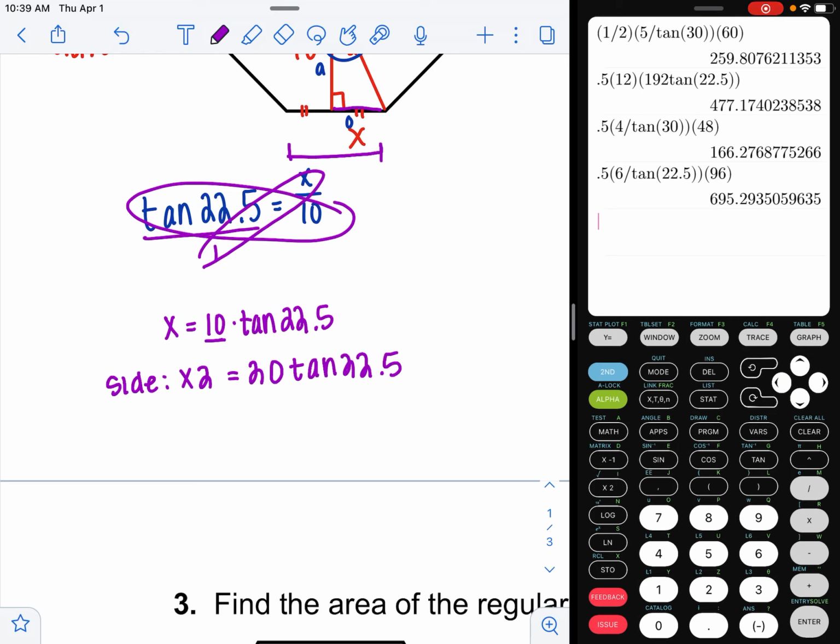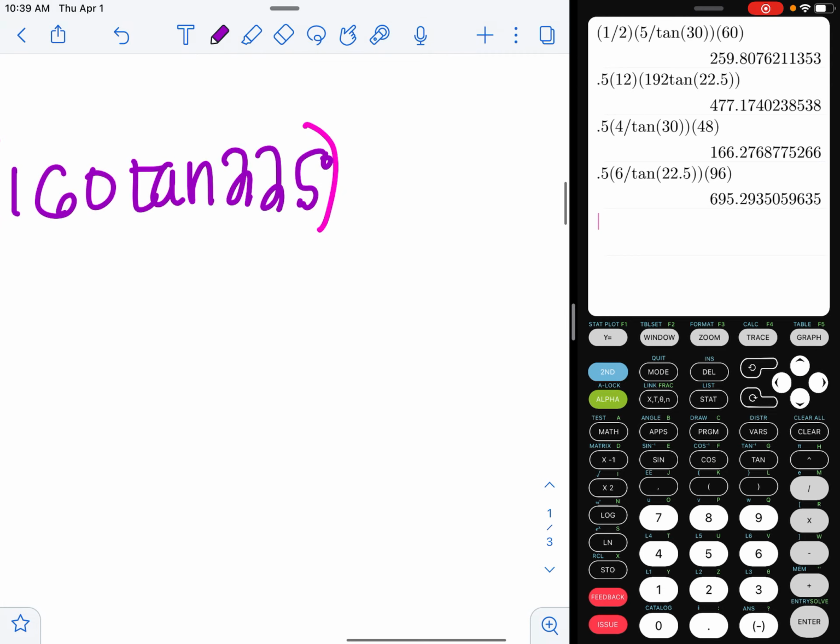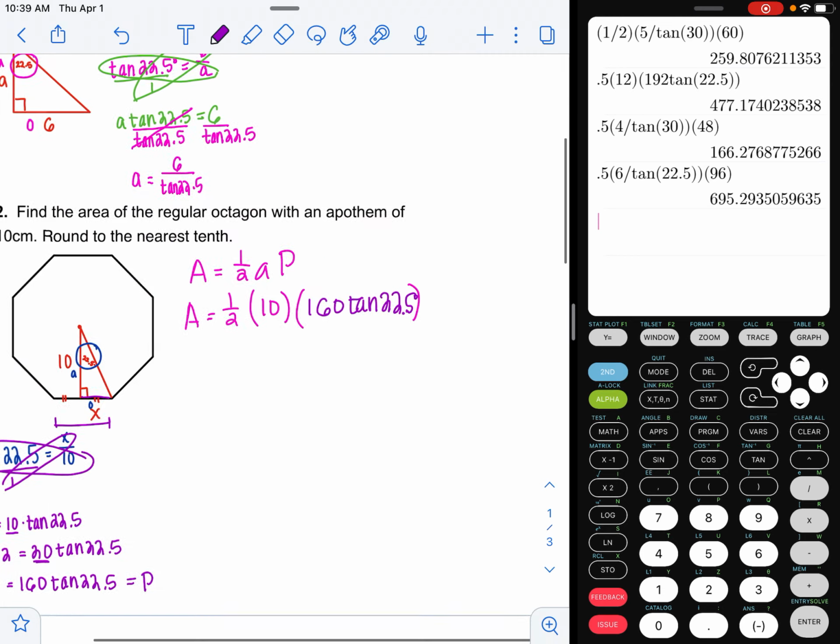That's the side length. But now I need P, the perimeter. How am I going to get the perimeter? How many sides are there? There's 8 sides. So now I have to multiply this number by 8, and I get 160 tangent of 22.5. So now, since this is P, I can take this and plug this in right here. 160 tangent of 22.5 degrees. Make sure that looks like 22.5 and not 225.